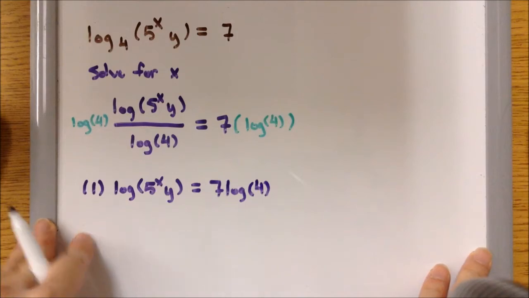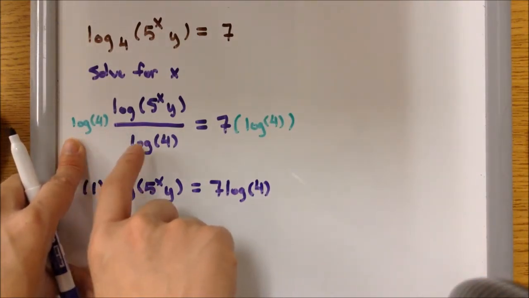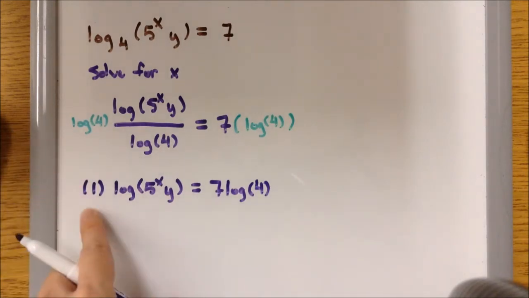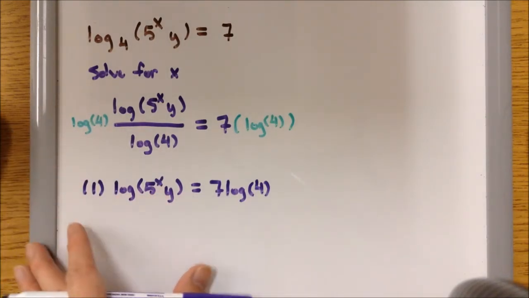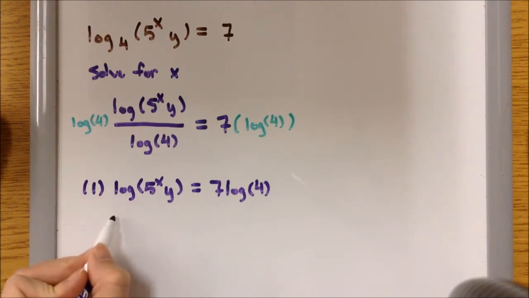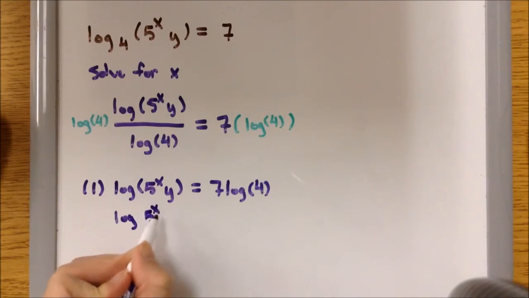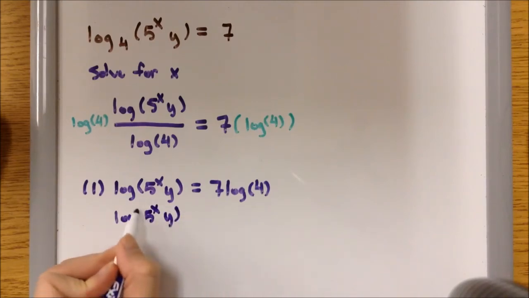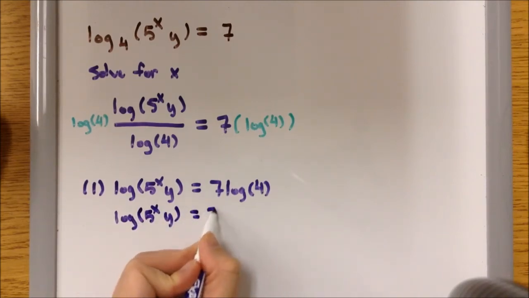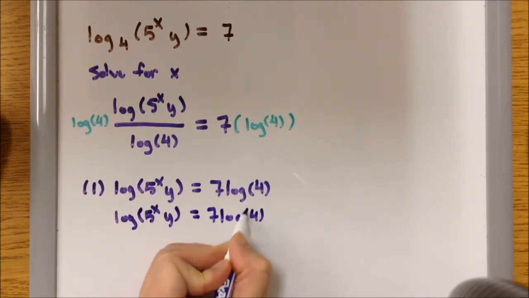Alright, so again, this 1 came from when it was log 4 divided by log 4. And if I multiply it, it's just simply going to be log of the same thing, log 5 to the power of x, y, equals to the same on the right side. I haven't done anything to the right side.